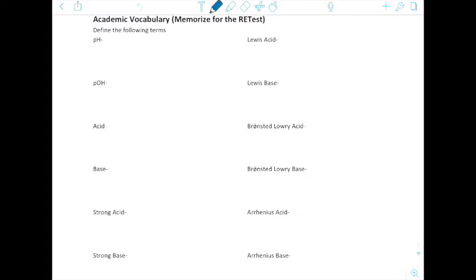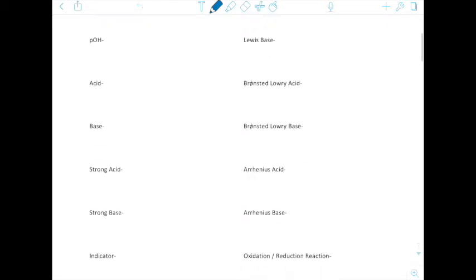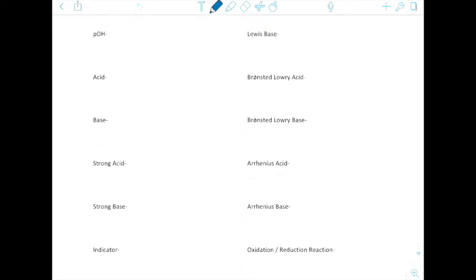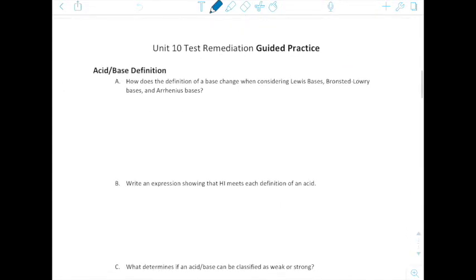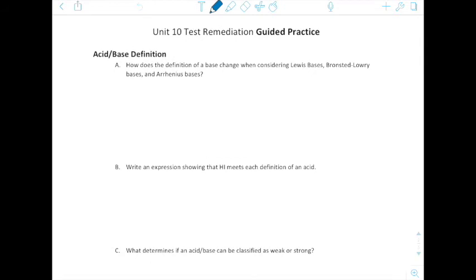And then oxidation reduction is when we have a change in the oxidation states. It says how the definition of a base changes when considering a Lewis base, Bronsted-Lowry base, and Arrhenius base. So a Lewis base is concerned with the electrons. A Bronsted-Lowry base is concerned with the accepting of a proton, and the Arrhenius base is donating a hydroxide ion.